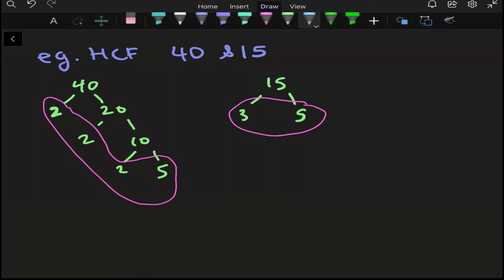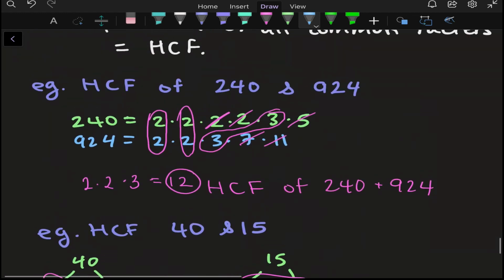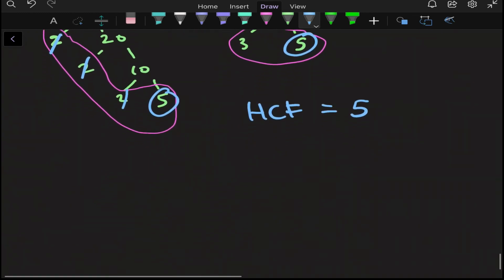So we know all of these extra ones are the ones we're looking at. And we know that we want the common ones. 2, there's no 2 over here, so all 3 of these 2's are lost. 5, there's a 5 over here. So then the highest common factor is 5. Right? So that's by using a factor tree. So that is the faster way to find the lowest common multiple and the highest common factor.